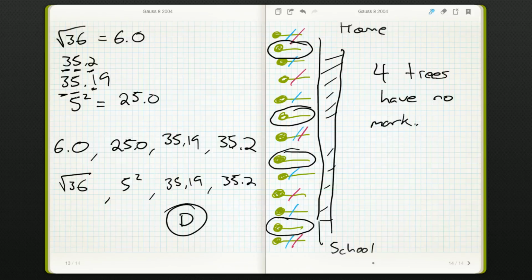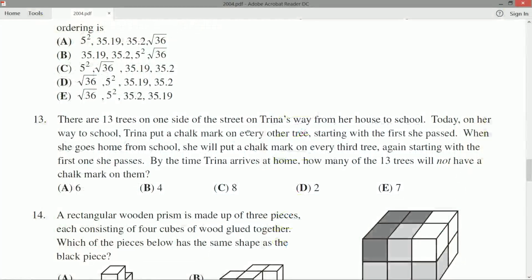Not really a whole lot to say about this question. I guess you could view these as there being 4 numbers between 1 and 13 which are even and which are divisible by 3, or leave a remainder of 2 when you divide by 3. But really, that's not important. We've got our answer, 4 trees, and that is an answer of B.